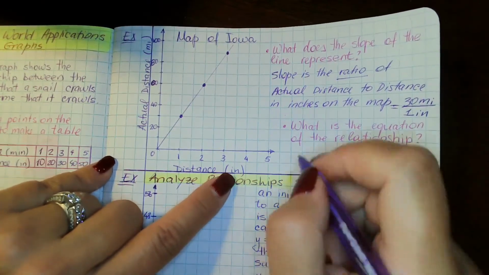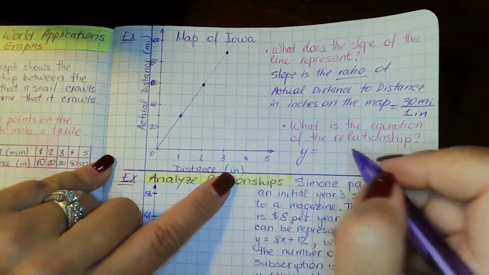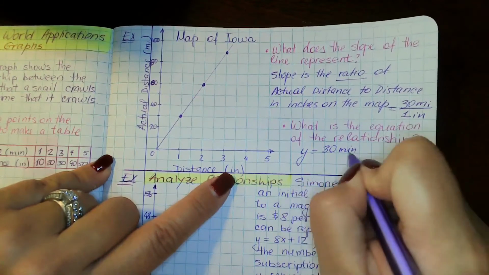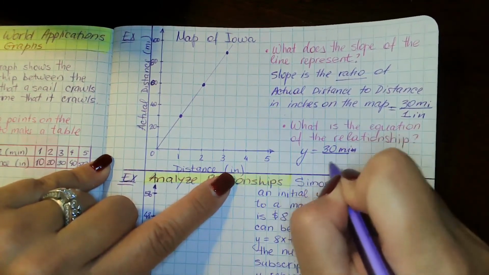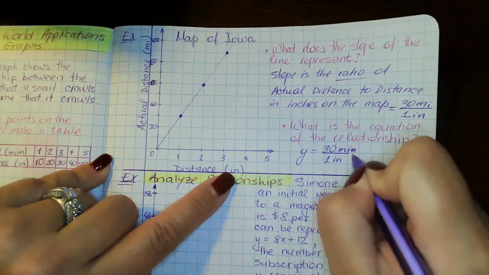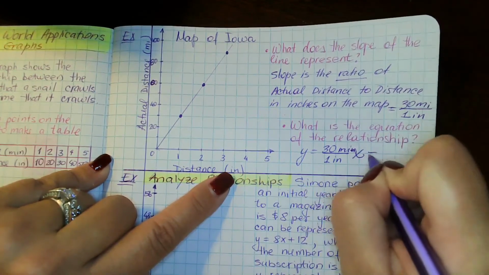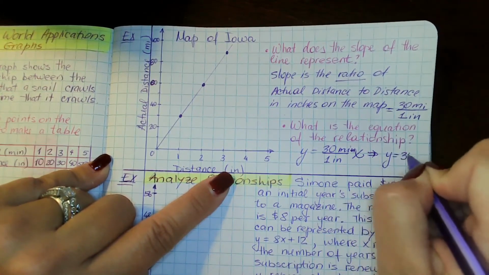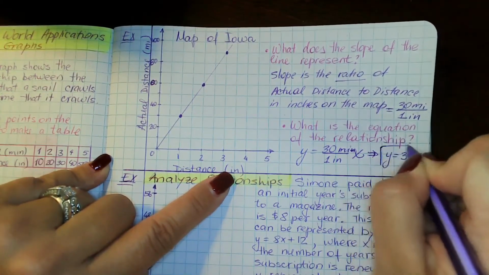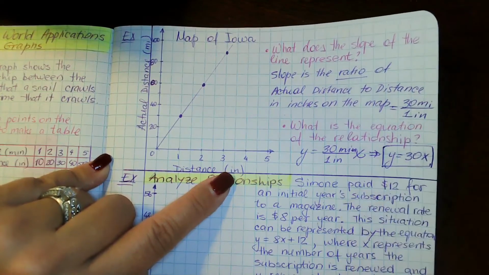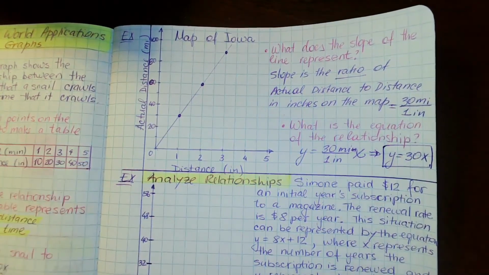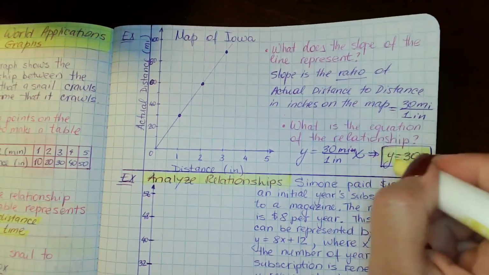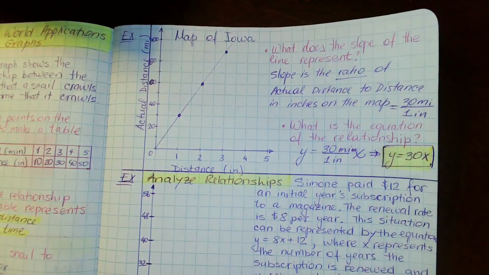To write the equation in slope-intercept form, we need that slope, 30 miles, not minutes, miles per 1 inch, multiplied by x. We can say that this is y equals 30x, where y is the number of miles, and that would be calculated by multiplying 30 times the number of inches.